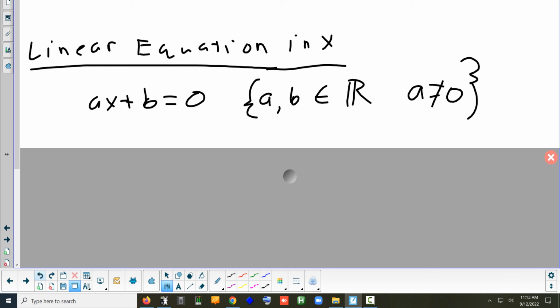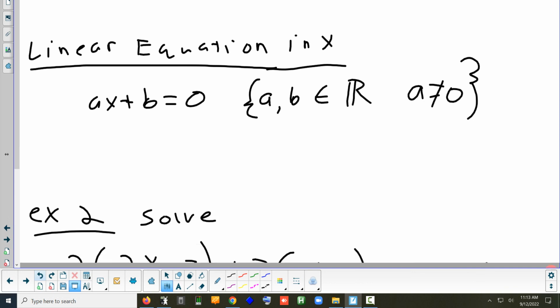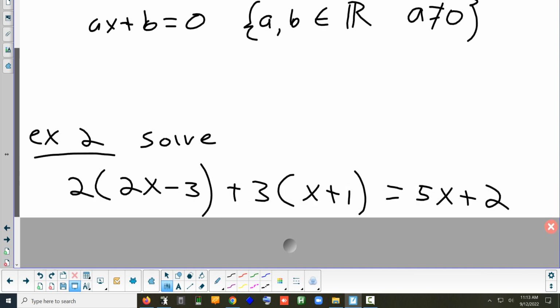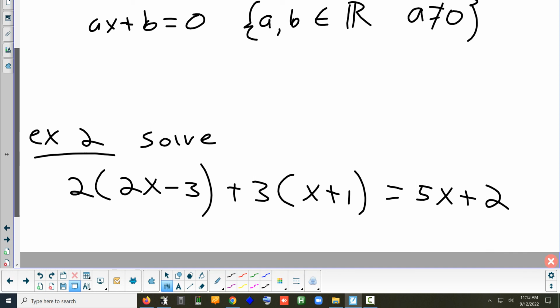So again, a and b can be any real numbers that you want, except a cannot be 0. So we're not going to spend a lot of time on solving a linear equation. Just jump right into one and solve it. So we've got 2 times the quantity 2x minus 3, plus 3 times the quantity x plus 1, equals 5x plus 2.